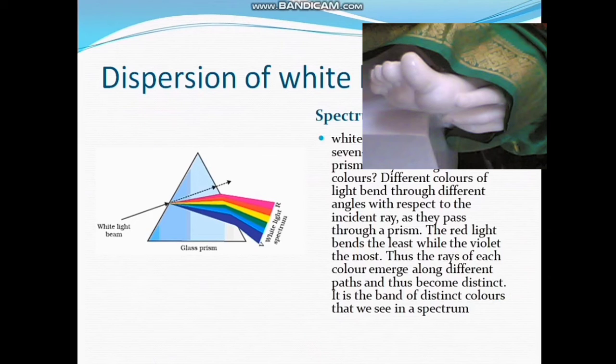When white light travels through a glass prism, the emergent ray gives us a color band of lights, that is VIBGYOR, 7 vibrant colors. The different colors of light bend through different angles with respect to the incident ray as they pass through the prism. From this, we get the 7 different colors. Here, the red light bends the least, while the violet light bends the most. So each color emerges along a different path and becomes distinct. It is the band of distinct colors that we call a spectrum.